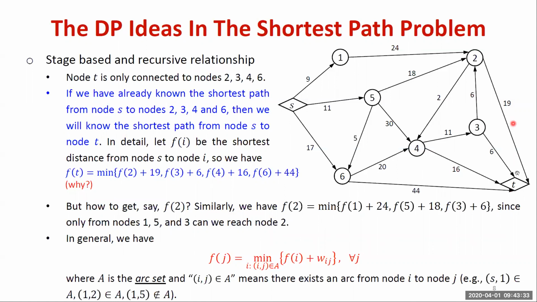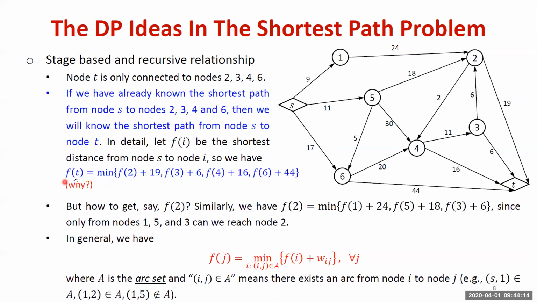The question is, if I want to go to T, how can I reach T? I can only reach T from one of the following nodes: node 2, node 3, node 4, or node 6. So finally, if I want to go to T, it must be from one of them, but of course I don't know which one. Now let's use this notation. If I already know the shortest distance from S to 2, from S to 3, to 4, and to 6, can you tell me what is the shortest distance from S to T?